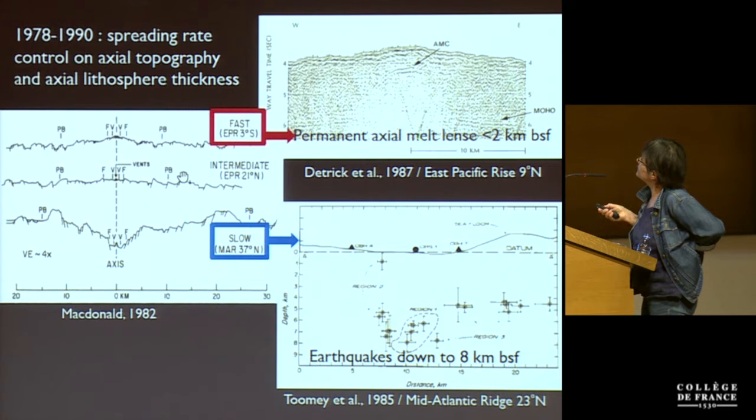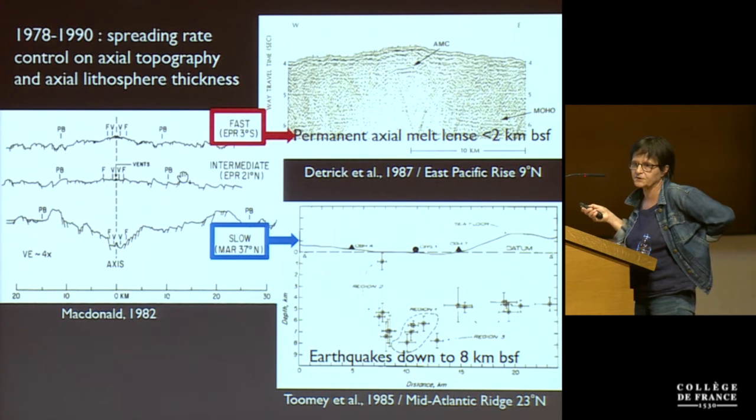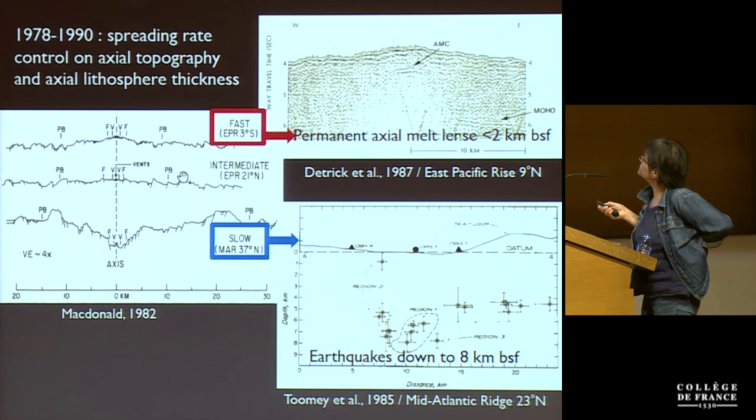And here I'm showing the most important result for fast ridges, which was the discovery that just less than 2 kilometers below the seafloor, just on axis here, this is a cross-axis profile, you have systematically a reflector that's interpreted as the top of an axial magma chamber. And we know now that it's not a fully magmatic place, but it's a melt-mush zone with a melt-rich lens at its top. And this melt-rich lens appears to be a permanent feature of fast-spreading ridges. And this is, of course, a very important constraint.